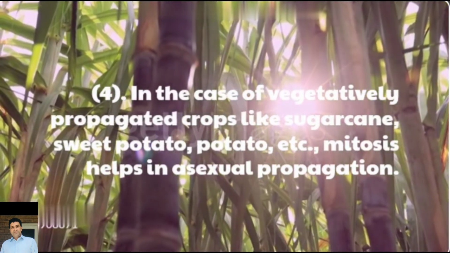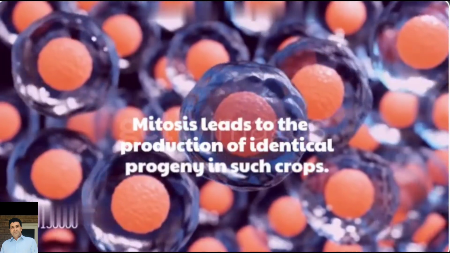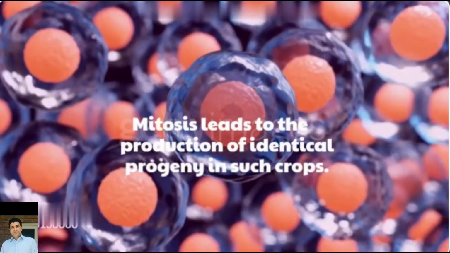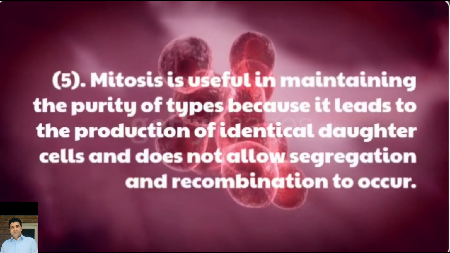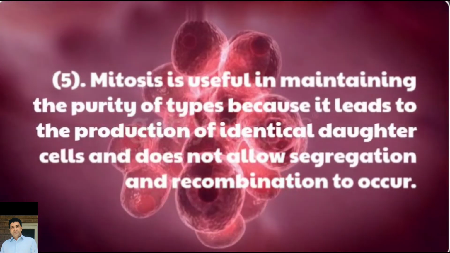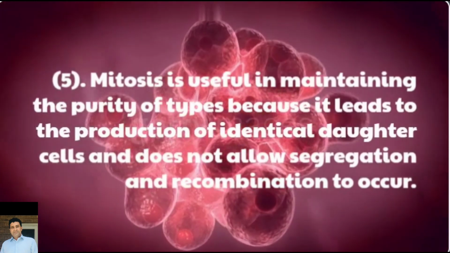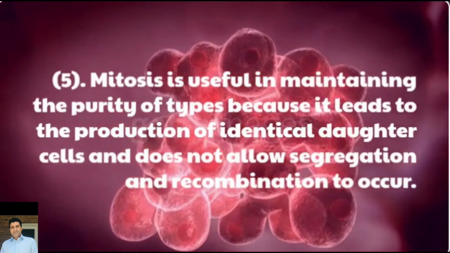Again, the next point is that mitosis is useful in maintaining the purity of types because it leads to production of identical daughter cells and does not allow segregation and recombination to occur. In animals, it helps in continuous replacement of old tissue with new, such as gut epithelium and blood cells.